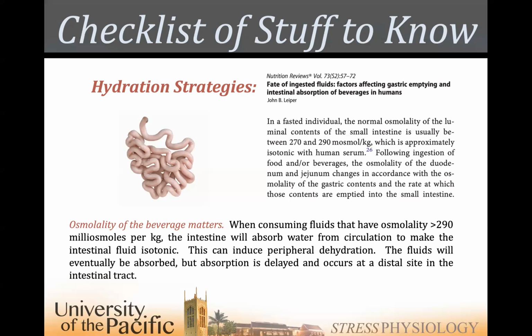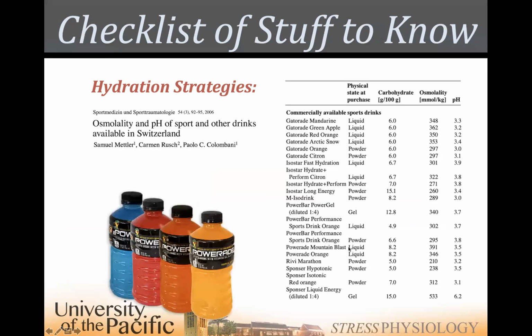To find this isotonic balance. In the small intestine, you're at like 270, 290 or so. It also depends on what you've been eating. But you go over that, and that's when you're going to start to see the possibility of peripheral dehydration. And most of these drinks, when you look at them, are going over.